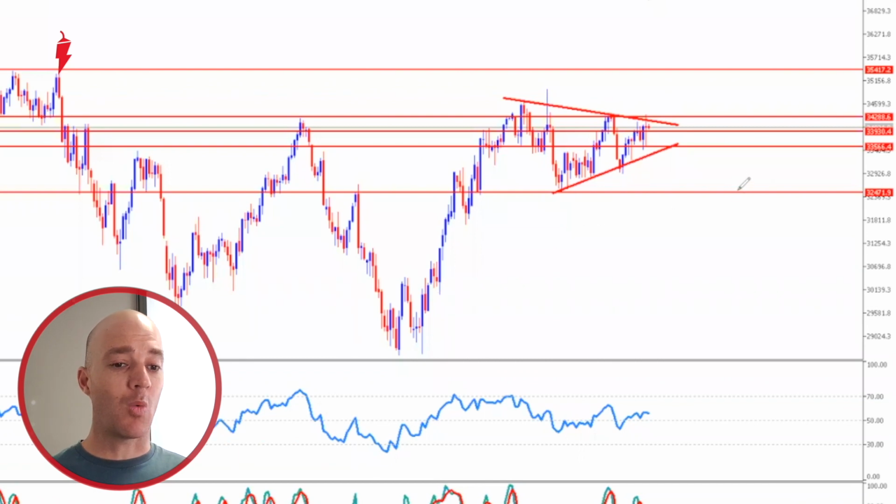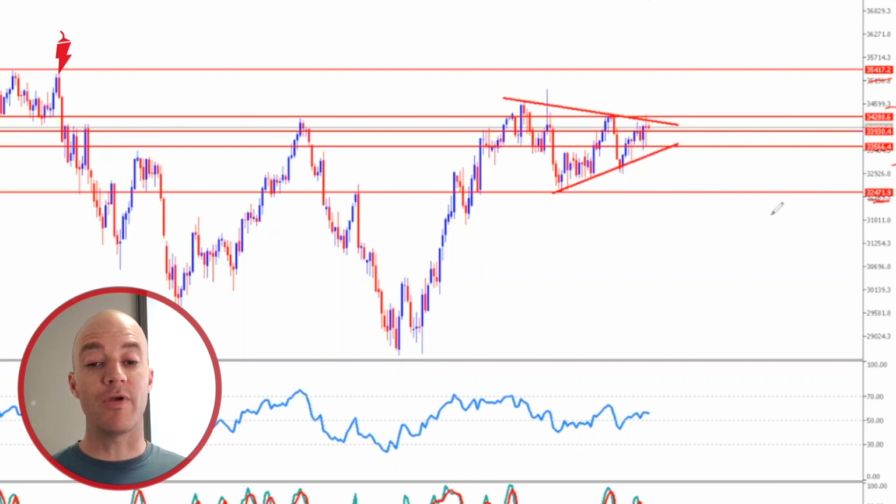Now when we take a look at some of the important support and resistance levels, we have our 35417 level. We also have the 34 and 33 levels over here, and then we have the 32471 level down below here.